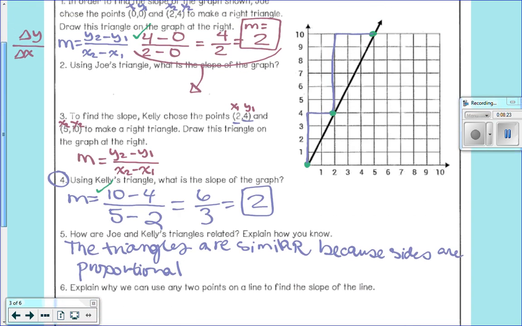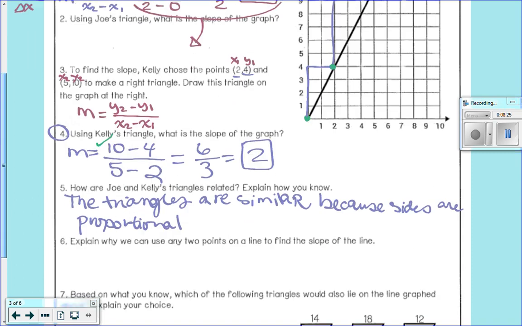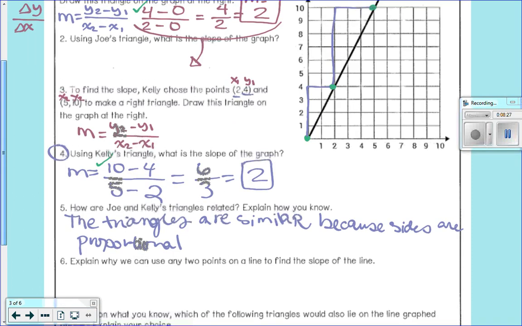And then so we have, what's his name? Joe. So we have 4 minus 0. Let's go ahead and write that right there. 2 minus 0, right, is proportional to Kelly's triangle, which is 10 minus 4 over 5 minus 2. The triangles are similar because their sides are proportional, and this represents their sides. Okay, how do we know that?